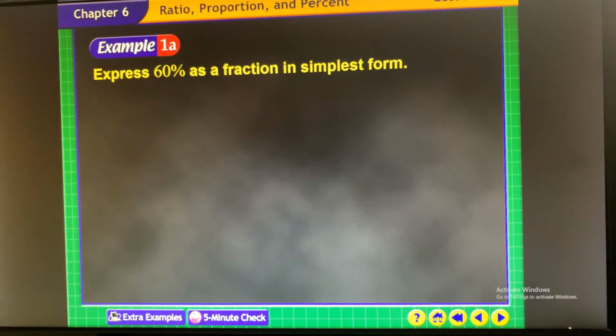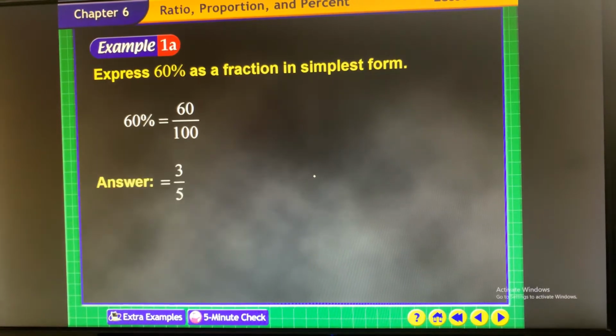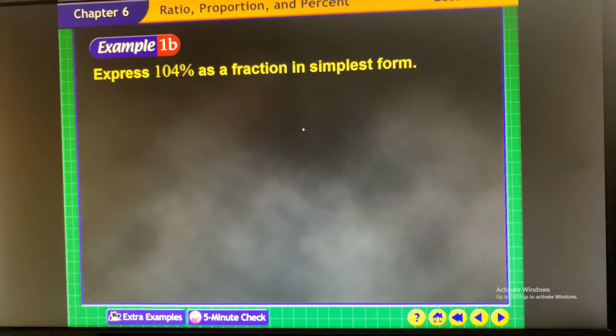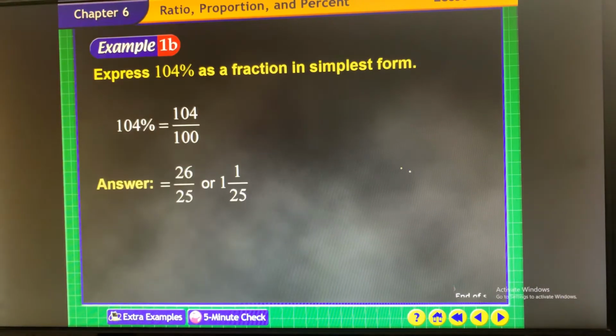Every percent is over 100. Then you can cross out those zeros on the end and simplify. Now remember, you have more than one way to simplify something. You could do cake, you could do prime factorization, but you should know how to simplify them by now. 104 over 100 and simplified.